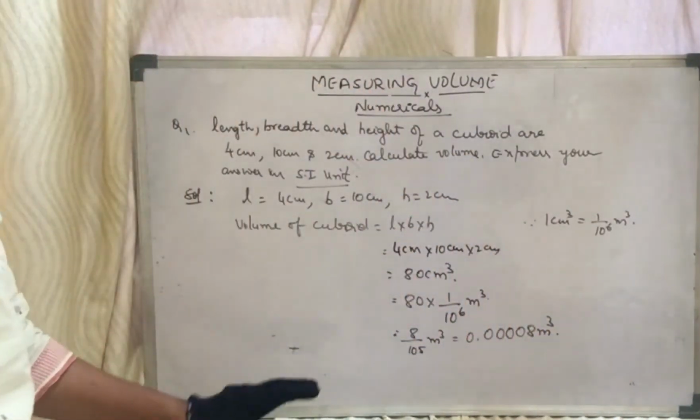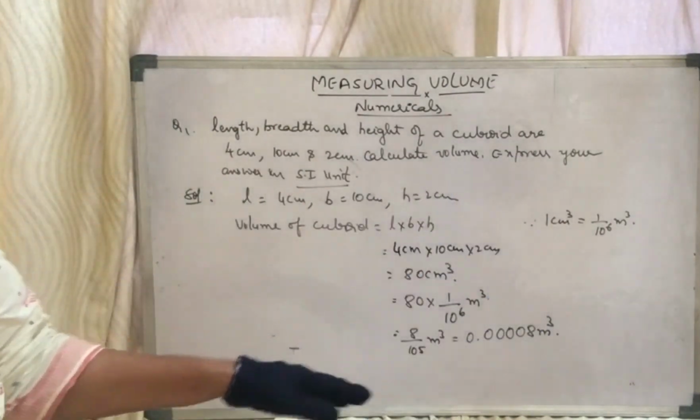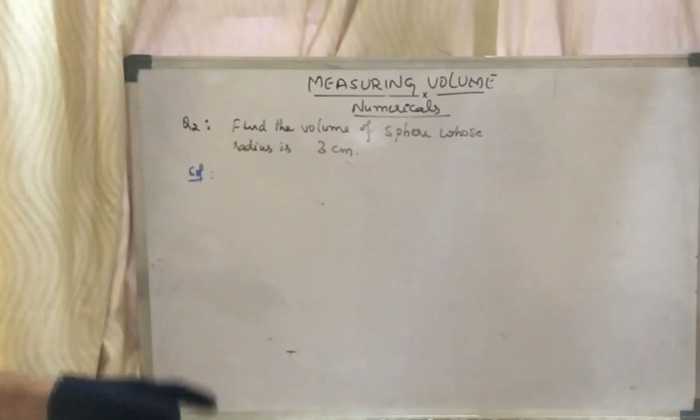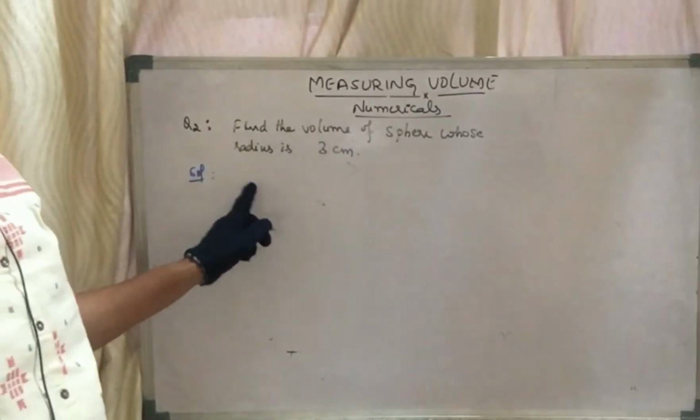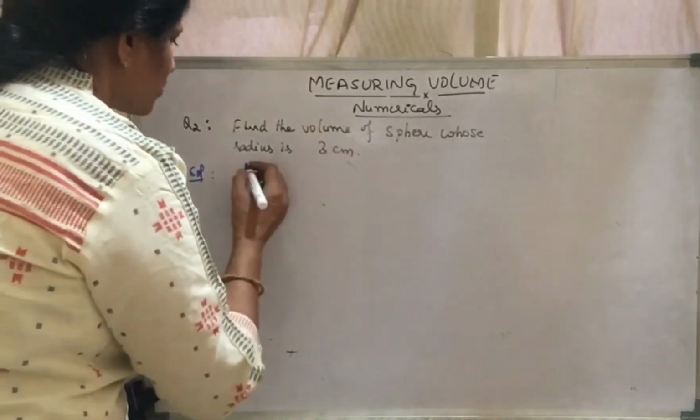So what I was telling you is to learn the relations carefully. If you don't learn the relations, you cannot calculate the sums. So this is how we have calculated the volume of the cuboid. Let us move to the next sum. Second question: find the volume of a sphere whose radius is 3 centimeters. It is so simple and so direct.